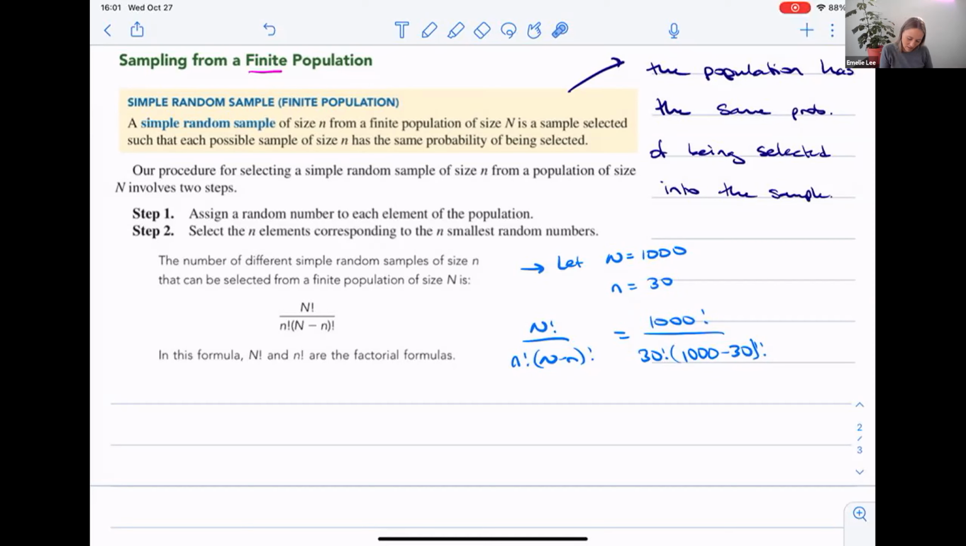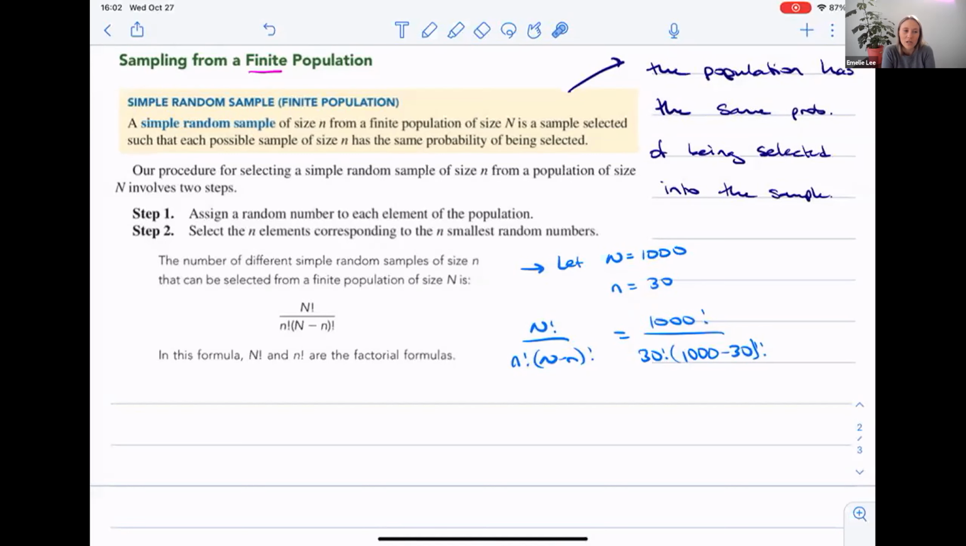What's the trick? Well, you could write out 1,000 factorial down to 1,000 minus 30 factorial. That's still a large number of terms, so I'm not going to do that. And then you could cancel those out. And then you'd have 1 over 30 factorial. Well, not 1 over. You'd have 1,000 times 999 times 998 times 997. It's going to be huge. Huge.